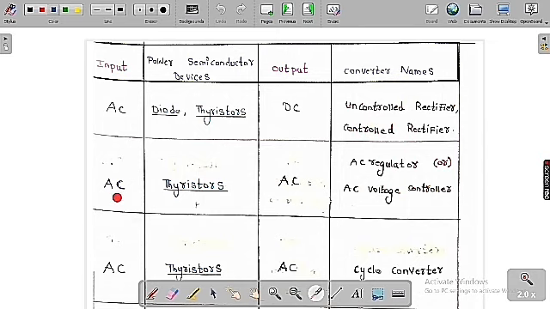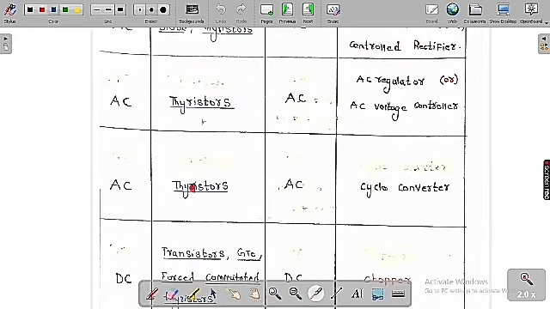If the input is AC and you are going to use thyristors and the output is still AC, we are going to call this the AC regulator or AC voltage controller. So AC to AC is called an AC voltage controller, and AC to DC is called the controlled rectifier. It is a rectifier and this is a voltage controller. And AC to AC, if you are going to use thyristors, is also called a cycloconverter.